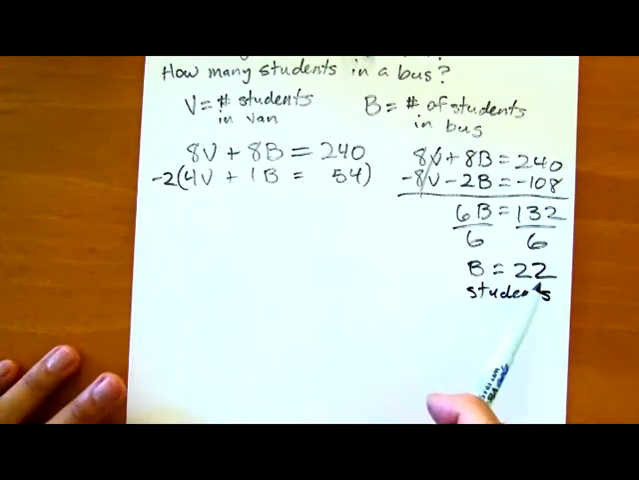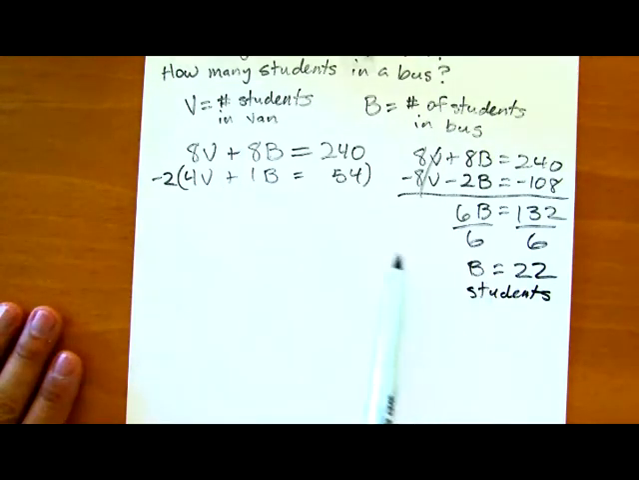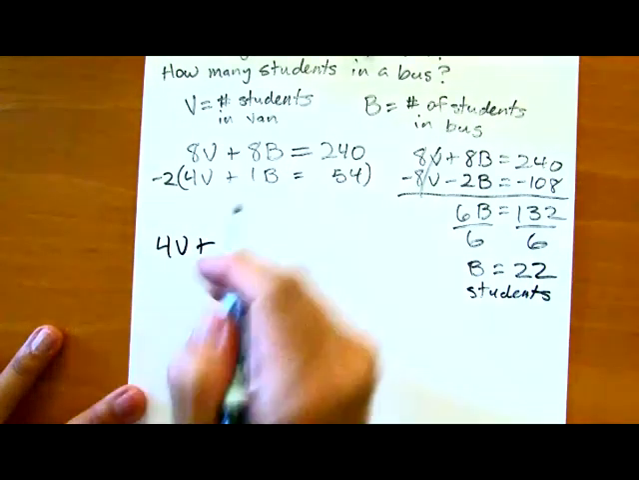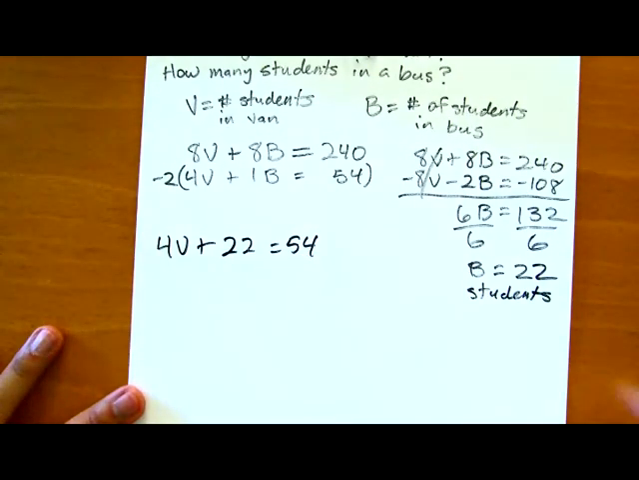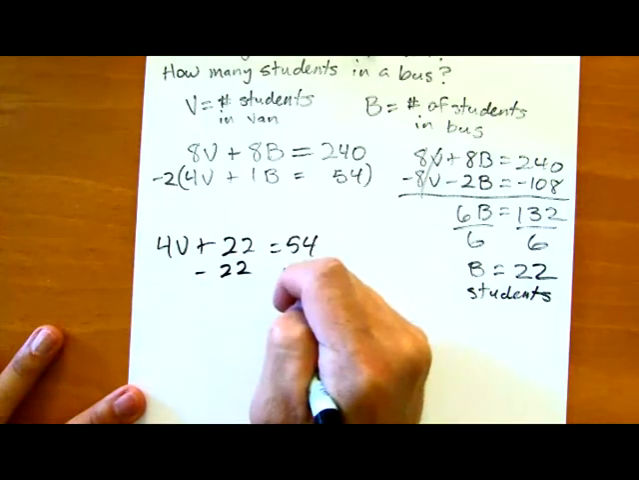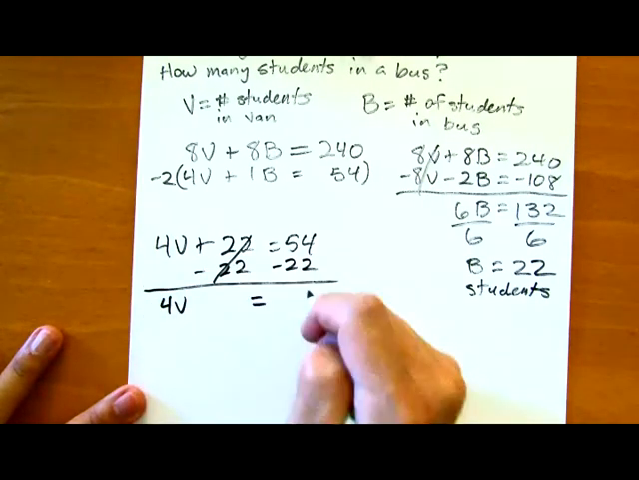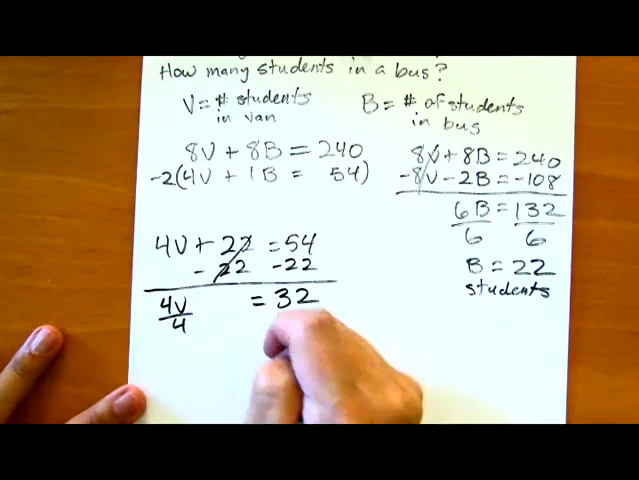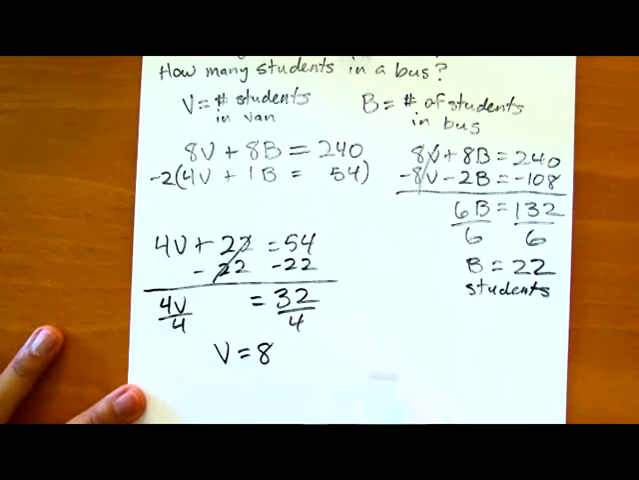I'm going to take this number, put it in one of the original equations, and we're going to solve for V. I'll take the bottom one. 4V plus, in place of B, we put 22. Now we solve for V. We need to get 4V by itself. I'm going to get rid of the 22. 4V equals 32. Need to undo the multiplication. A van holds 8 students.